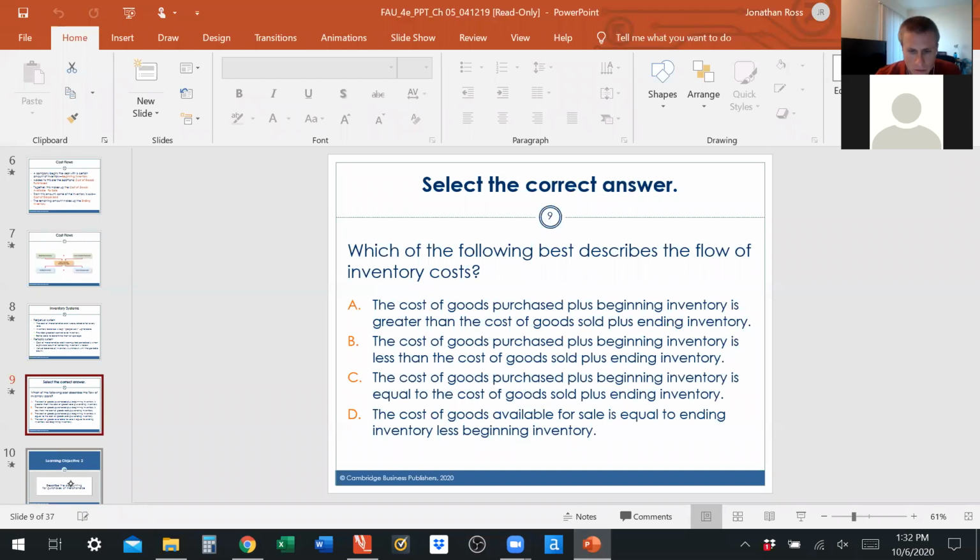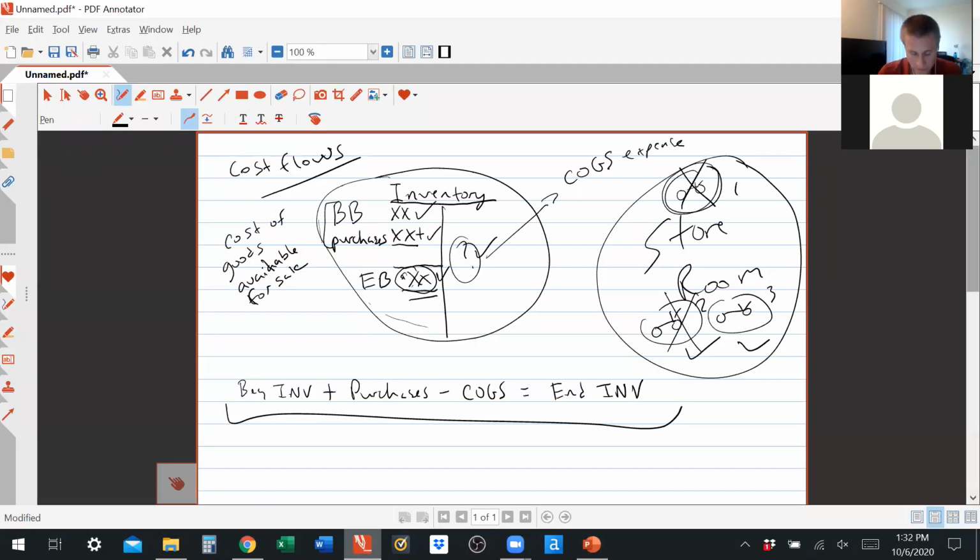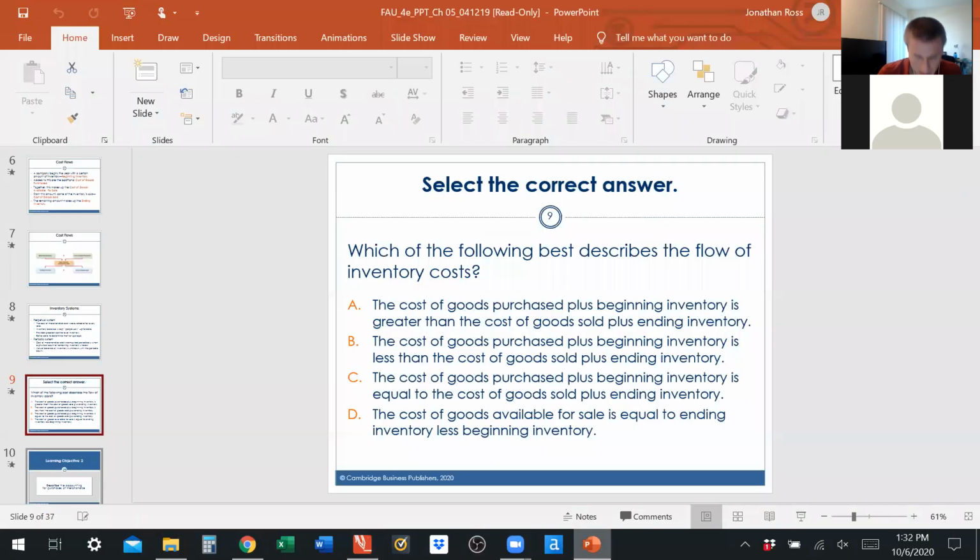Which of the following best describes the flow of inventory costs? So you guys can answer this. In other words, which of the following best describes what happens in the inventory T account? This is what happens. So which of these lines up with that? Any takers? Nobody wants to answer?